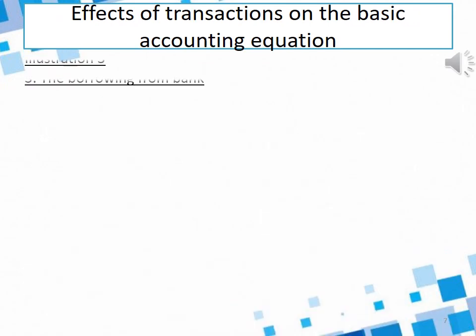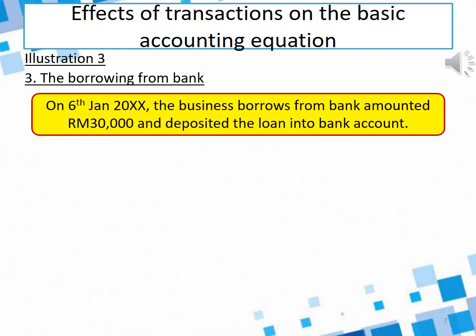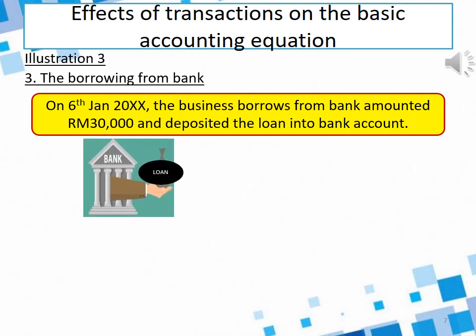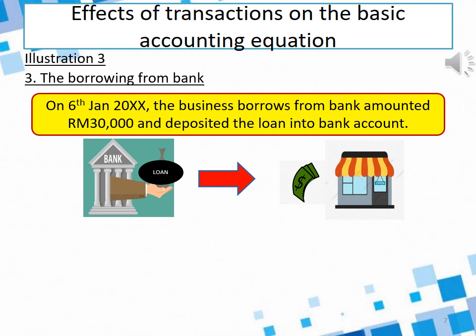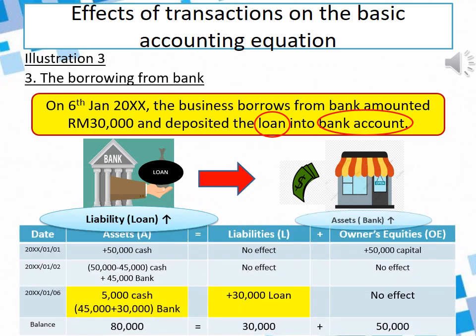Next. Illustration 3. The borrowing from bank. Example, on January 6, 20XX, the business borrows from bank an amount of Rm30,000 and deposited the loan into the bank account. This transaction is related to liabilities. The liabilities of the business increased because the business borrowed money from the bank and this money was deposited into the business bank account, so the amount of business cash at bank increased as well.